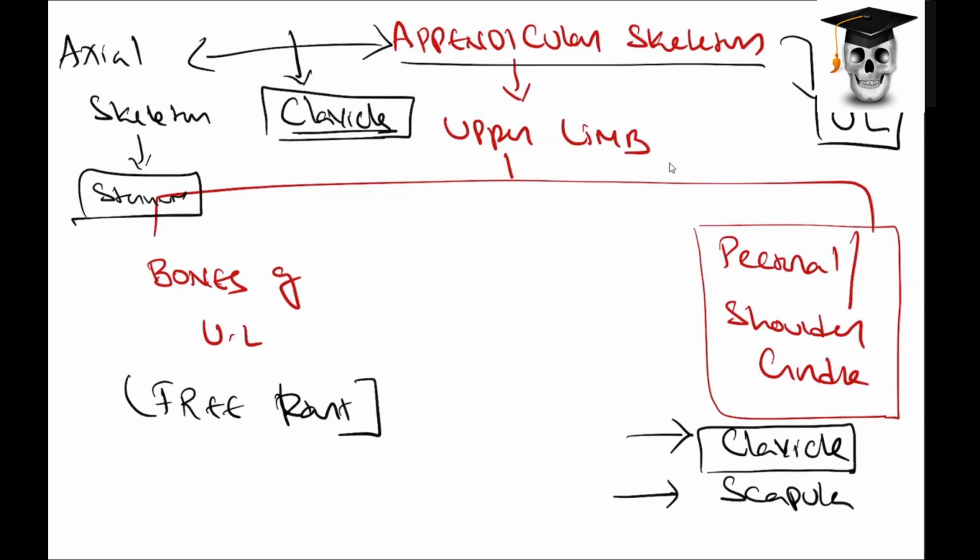All fine. Now, I told you about the shoulder girdle, and the same thing you have in the lower limb, that is the hip girdle or the pectoral girdle. Can you see me also? Yeah, you can see me also.